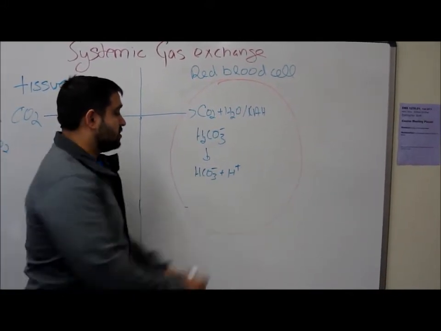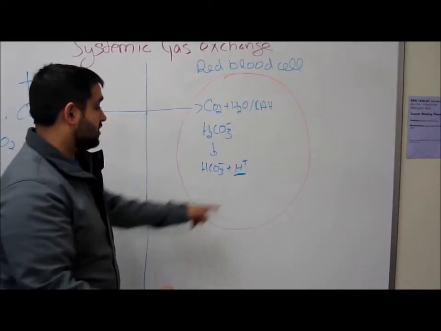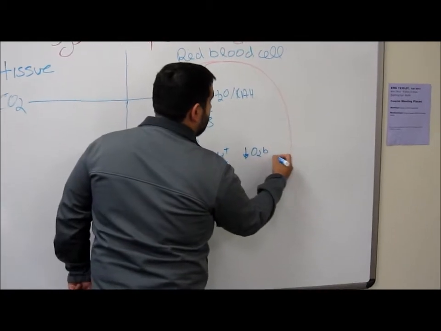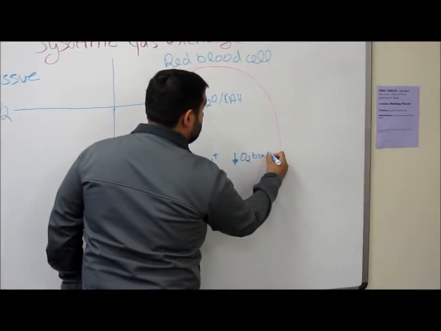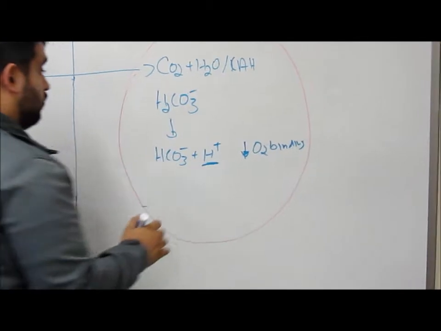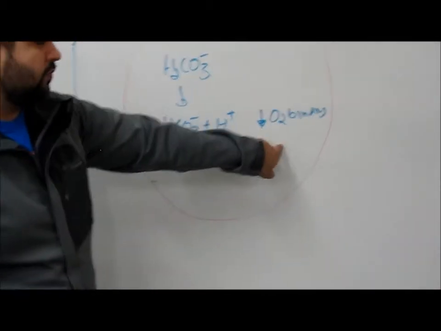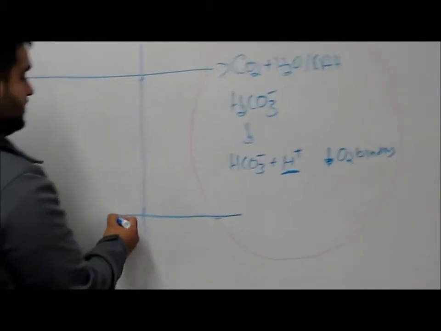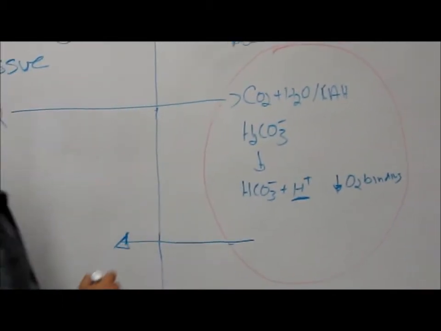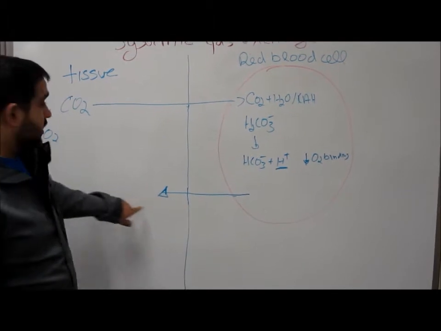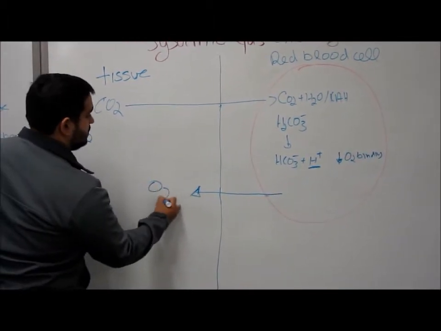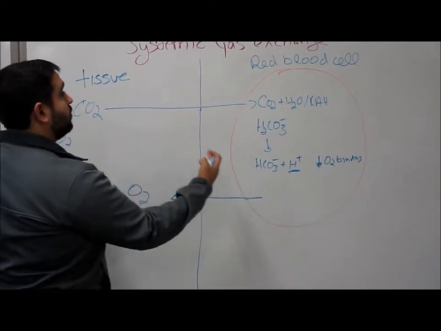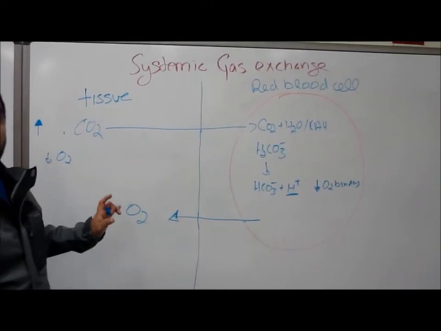Once the concentration of protons starts increasing, this decreases the affinity of O2 binding to the hemoglobin. This means the O2 will be easily dissociated from the red blood cell and will move across the tissue membrane into the tissue to oxygenate the tissue. This process is called unloading. This is how a normal systemic level gas exchange happens.